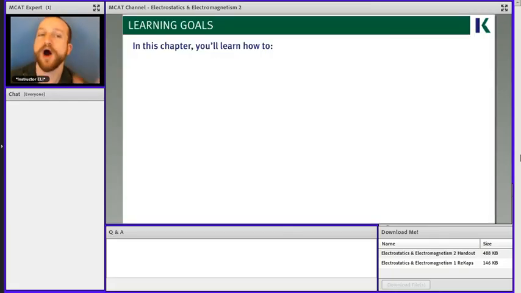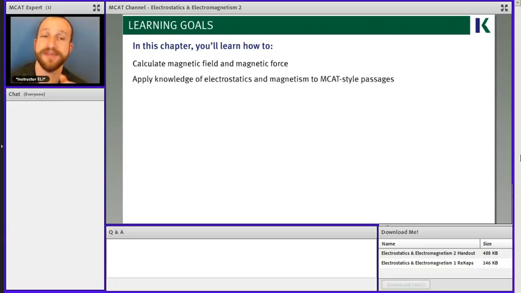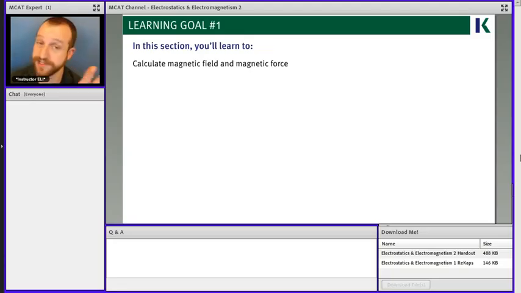First of all, we are going to be running down through magnets and magnetic forces and magnetic fields. We are going to talk about the application of electrostatics and really try out some MCAT-style passages. Specifically, at least one passage at the end, and then we'll have one more for you to do for homework. Let's jump in, though, first with magnetic field and force.